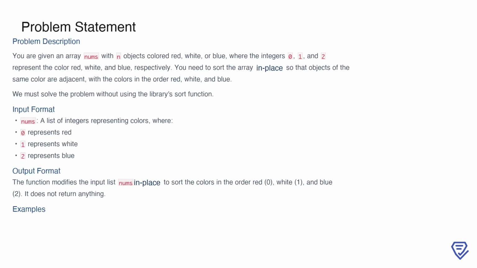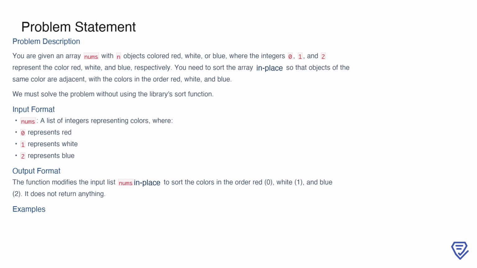In this problem, we are given an array called nums that contains objects colored red, white, or blue. These colors are represented by the integers 0, 1, and 2, respectively. The goal is to sort this array in place so that all objects of the same color are grouped together, with red, 0, coming first, followed by white, 1, and then blue, 2.